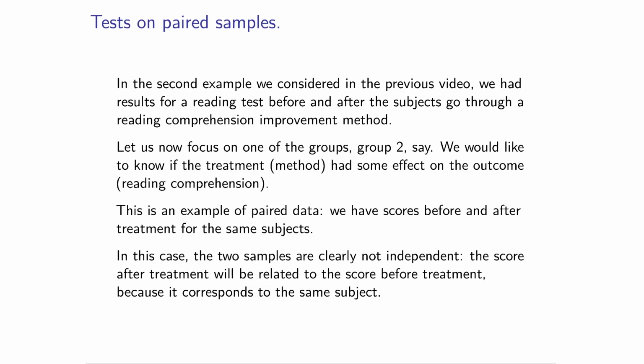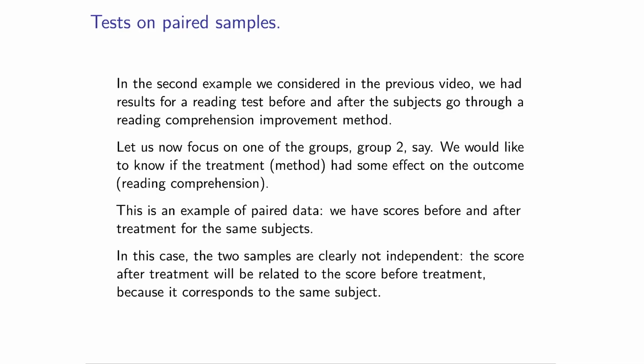In the second example that we considered in the previous video, we had results for a reading test before and after the subjects go through a reading comprehension improvement method. So let's now focus on one of the groups, say group 2, and we would like to know if the treatment had some effect on the outcome. Treatment in this case is the method, and the outcome is reading comprehension as measured by the test that the subjects followed. This is an example of paired data.